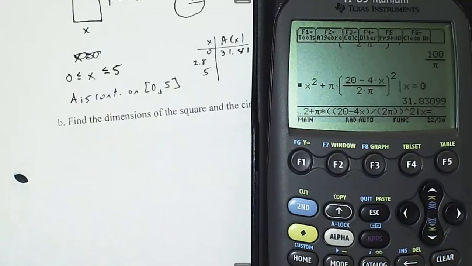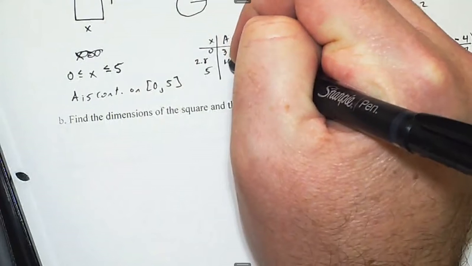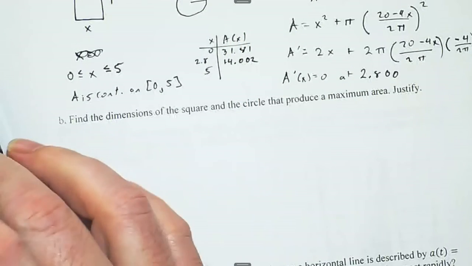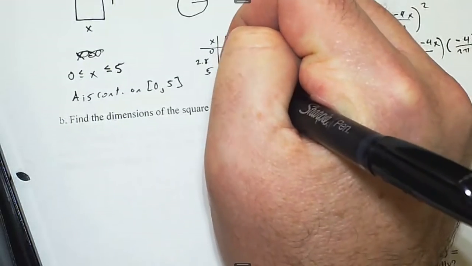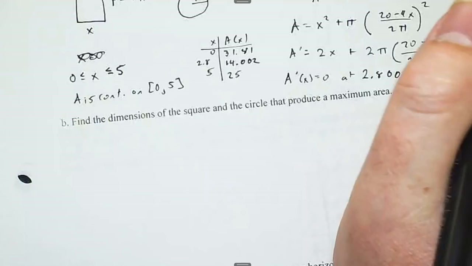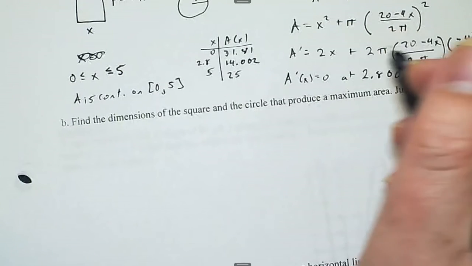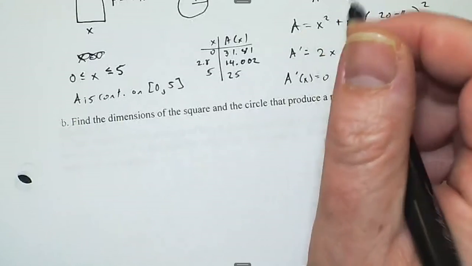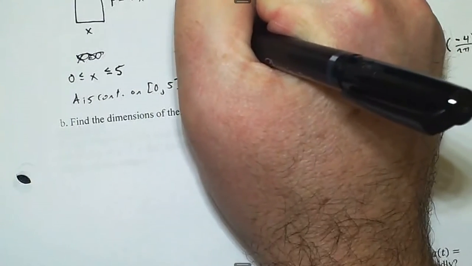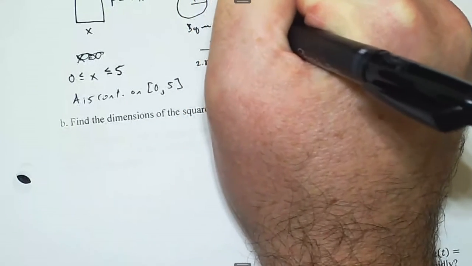The next one, we'll do 2.800, is 14.002. And the last one is at x equals 5, which gives me 25. So the dimensions that give me the minimum area is when x equals 2.8. So we'll just say it. The dimensions are square side is 2.8.